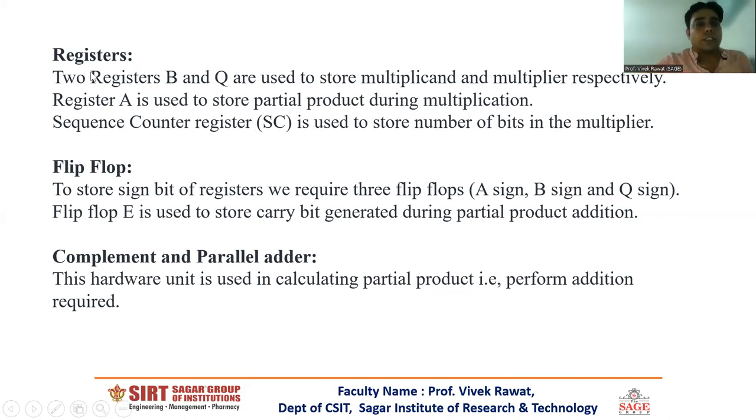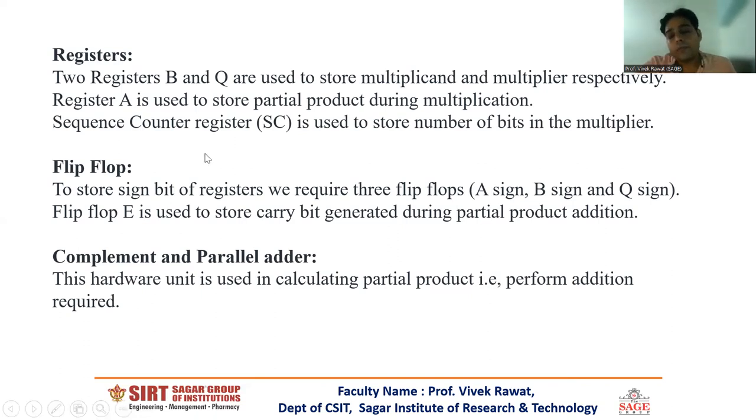First of all, registers. What is the definition of a register? A register is a very small part of memory. Two registers, B and Q, are used to store the multiplicand and multiplier respectively, and register A is used to store partial products during multiplication. Sequence counter is used to store the number of bits in the multiplier.